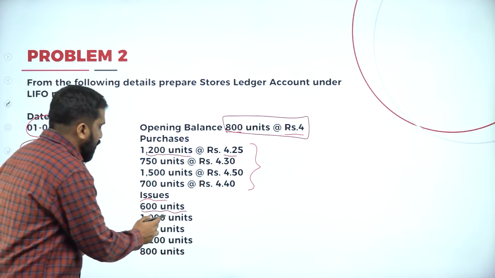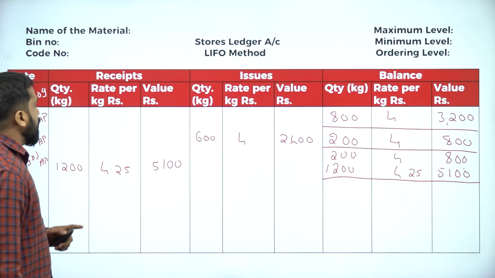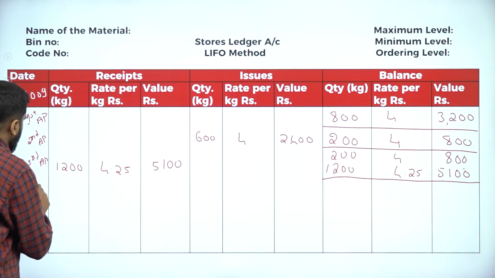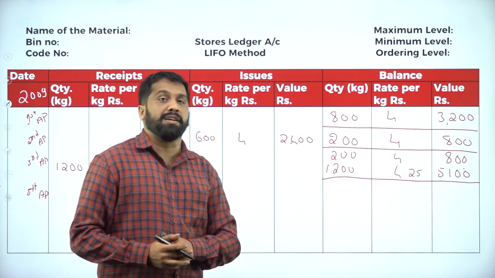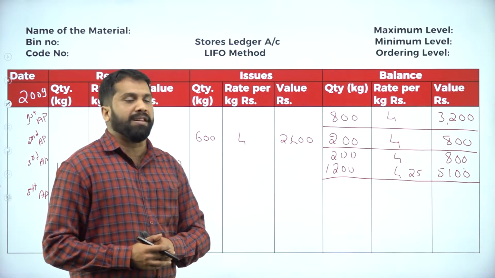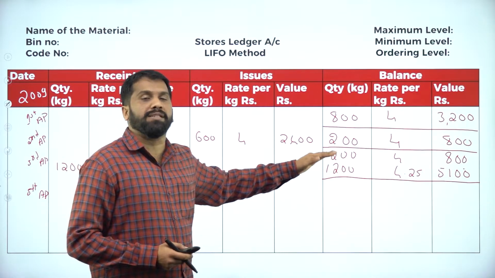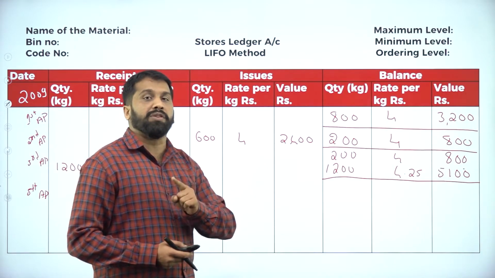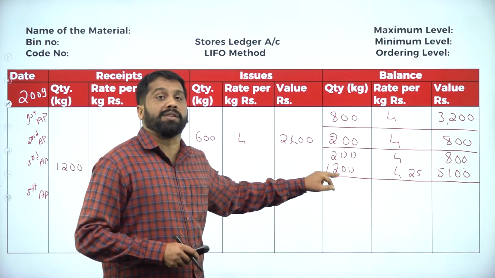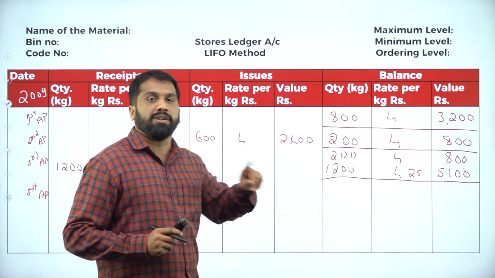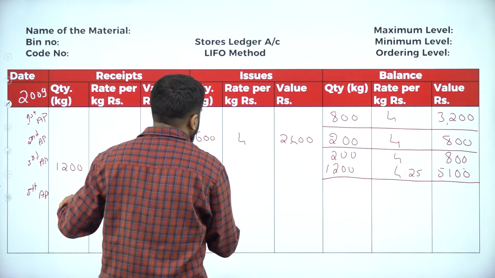You have issued 1000 units on 5th April. Now come to 5th April. We need 1000. Which method are we using? We are using the LIFO method. We have 2 boxes here. Which box can we use? LIFO means the last box. How much do we need? 1000. Do you have 1000 here? Yes, you have more than 1000. But we need how much? 1000. In this, you take 1000.